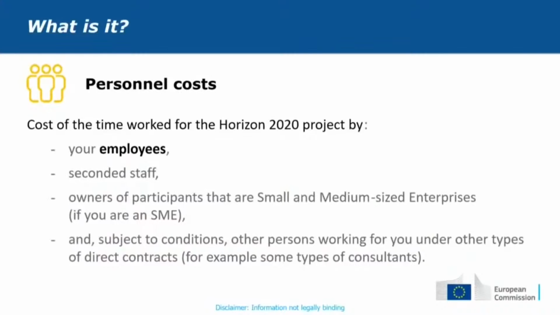But you can also declare as your personal costs seconded staff. For instance, if you are a university and a professor comes from a different university to work for you in the project, you can also declare the cost of this person as your personal cost, even if you don't pay this person directly. On top of it, if you are an SME, a small and medium-sized enterprise, and the SME owner is participating in the project but is not an employee of the SME, so that he or she does not have a salary from the SME, you can also declare the cost of these persons as your personal cost.